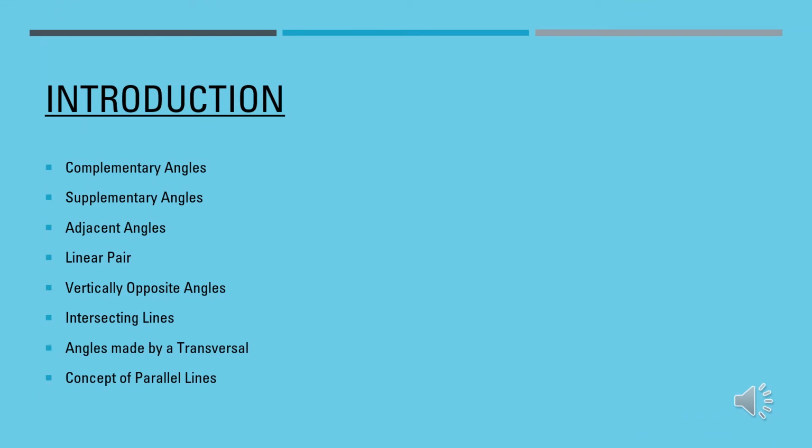So in this chapter, we are going to study complementary angles, supplementary angles, adjacent angles, linear pair, vertically opposite angles, intersecting lines, and we'll study angles made by a transversal and the concept of parallel lines.